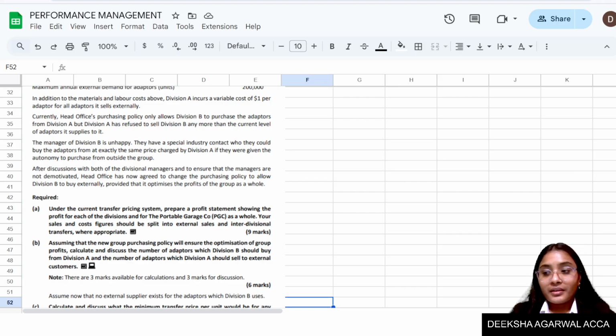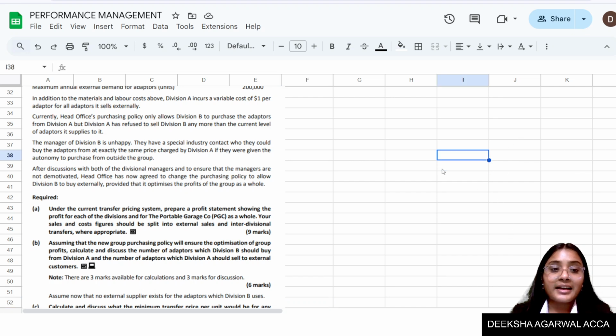Now, see, both are there. Division B used to buy the components from Division A. Now they require more, but your Division A has denied. Your Division B was unhappy. But now your company head office has changed the policy that yes, you can buy externally as well. But you need to ensure that the entire company profit is getting maximized, taking into consideration those parts.